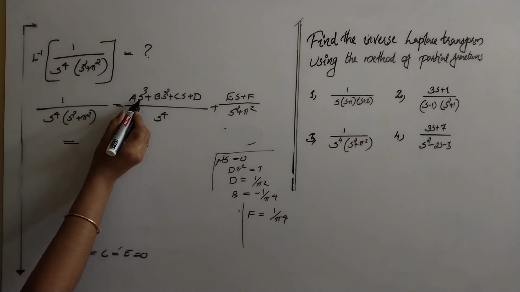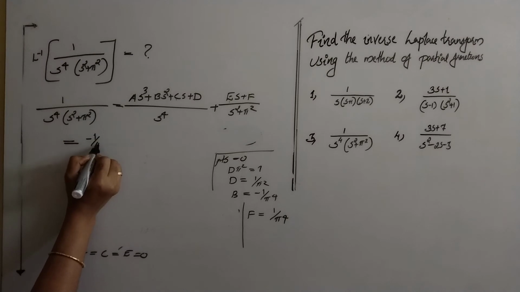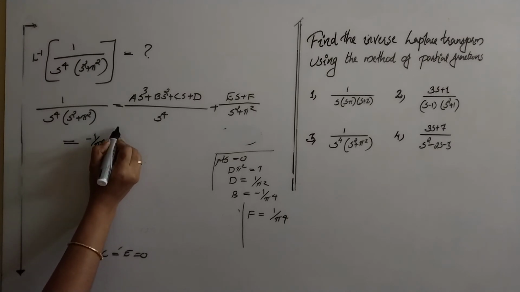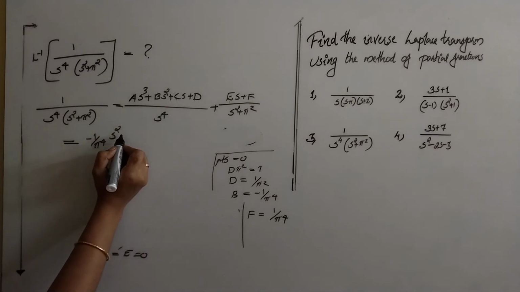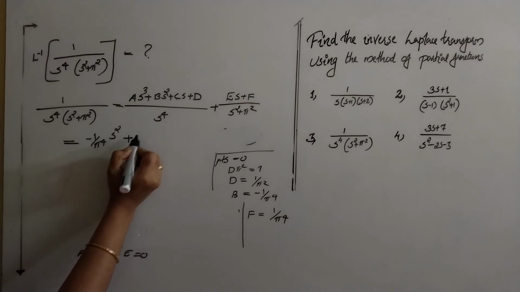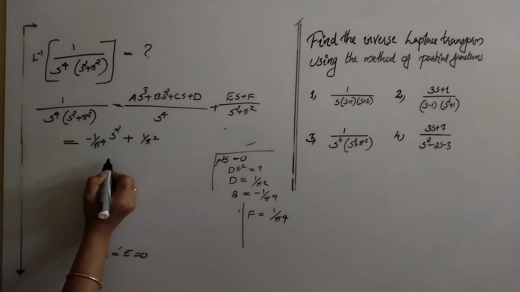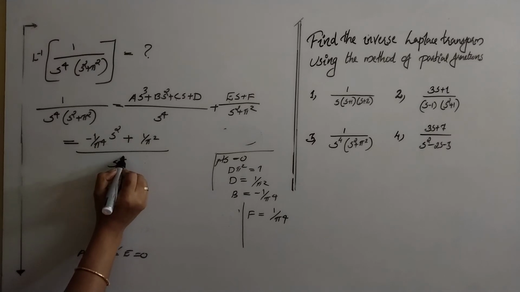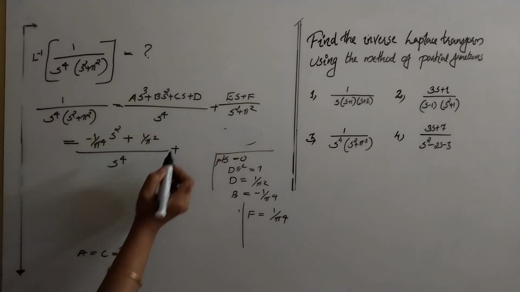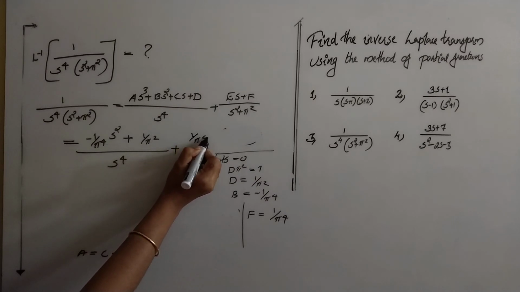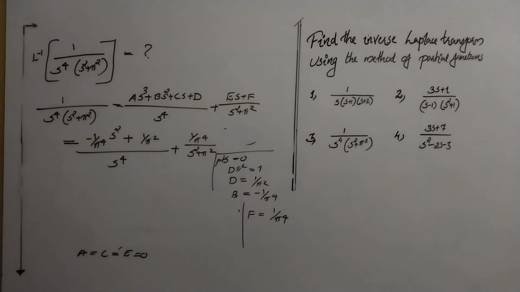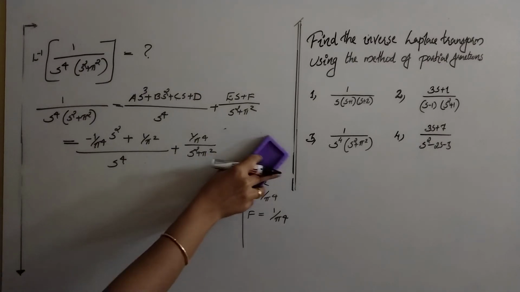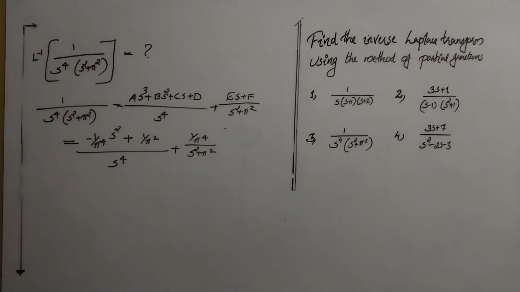A is equal to 0, this term becomes 0. Now next is b s square. So b is minus 1 by pi raised to 4 into s square plus c is 0. So this term becomes 0 plus d plus 1 by pi square all divided by s raised to 4 plus e is 0. So f is what? 1 by pi raised to 4 divided by s square plus pi square. Here a is equal to c is equal to e is equal to 0.